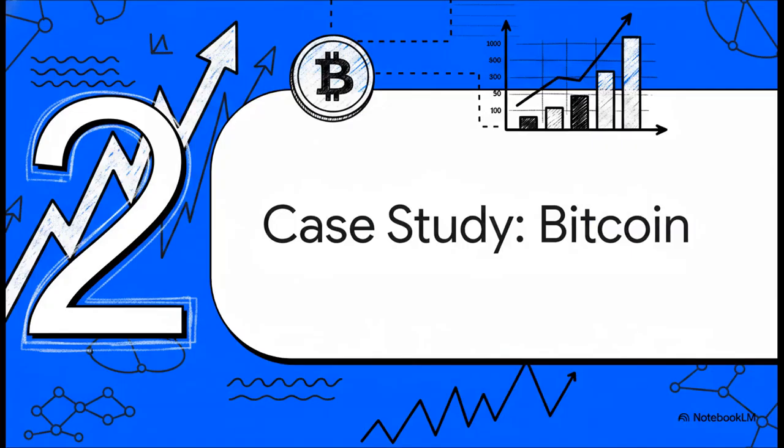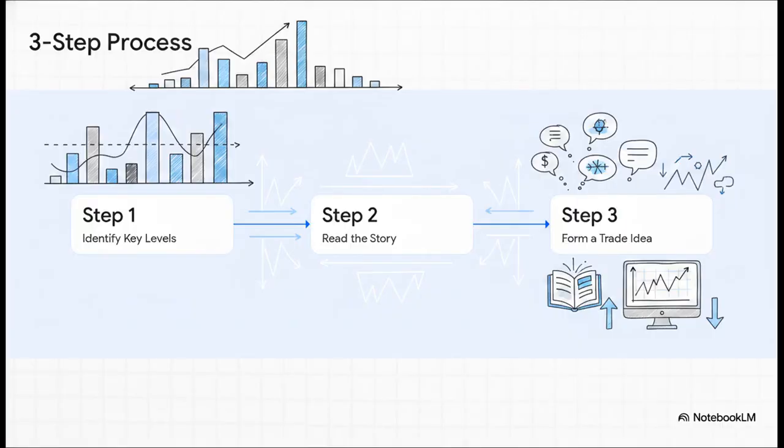Theory is one thing, but let's see this thing in action. And what better place to start than a market everyone is watching? Bitcoin. We're going to break this down into a super simple three-step process. First, we find the important levels. Second, we figure out the story the market is telling us through those levels. And third, we turn that story into an actual logical trade idea.